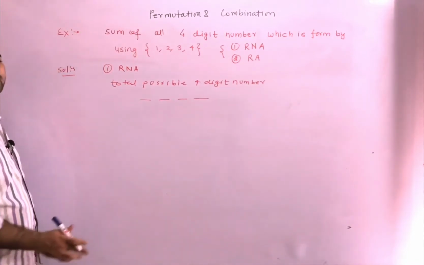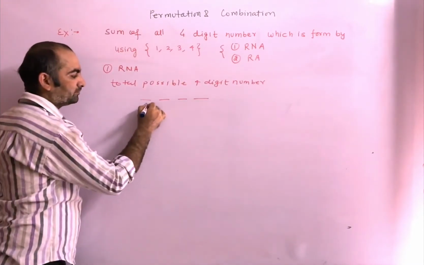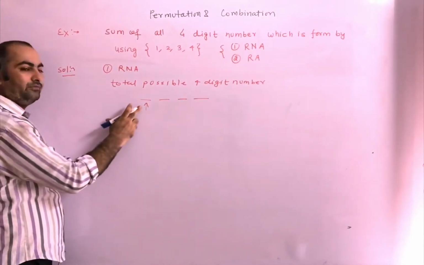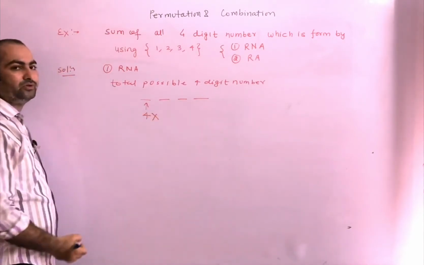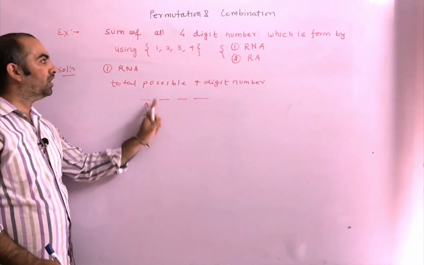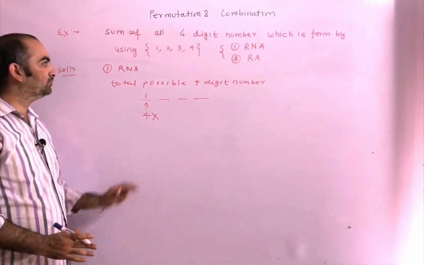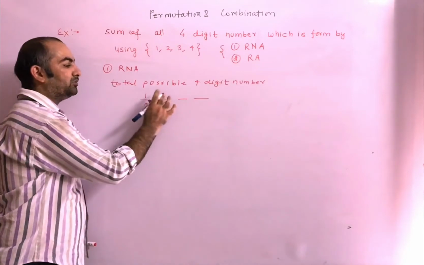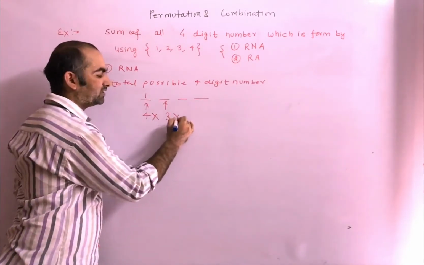Now here 0 is not there, that means you can start from anywhere. Suppose you are starting from here. For filling this place, how many choices do we have? Here we can put 1, 2, 3 or 4. 4 choices. Multiplication, because you have to fill other places also. Now for filling this place, out of 4 numbers, 1 number is coming here. Suppose 1 is coming here. We can't repeat 1 here because repetition is not allowed. So here we can put either 2 or 3 or 4. 3 choices. Again multiplication.